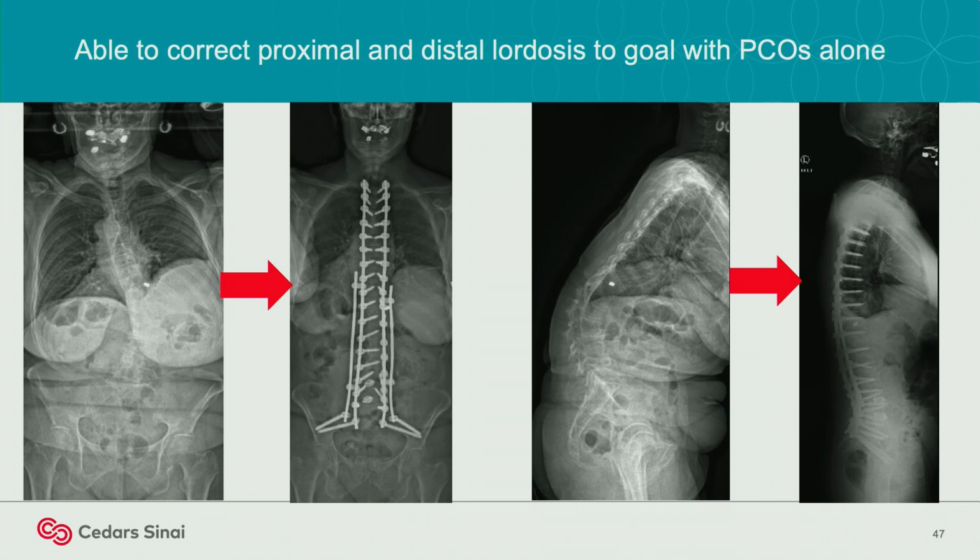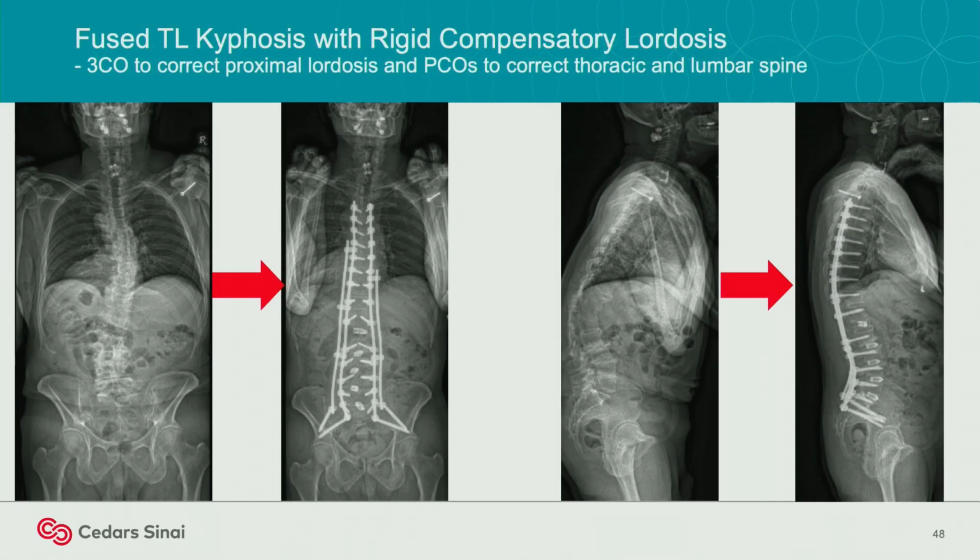this was a relatively flexible curve, able to get correction sequentially and correct with PCOs alone through the thoracolumbar junction, and then keep the distal lordosis at its target. Versus in this case, this patient had previously had Harrington rods from a fracture. He had a fixed deformity at the thoracolumbar junction, and so I used a mixed technique in a case like this, where I cut a 3-column osteotomy at L1 and got back to the target lordosis at L1 to L4 based on his pelvic incidence.